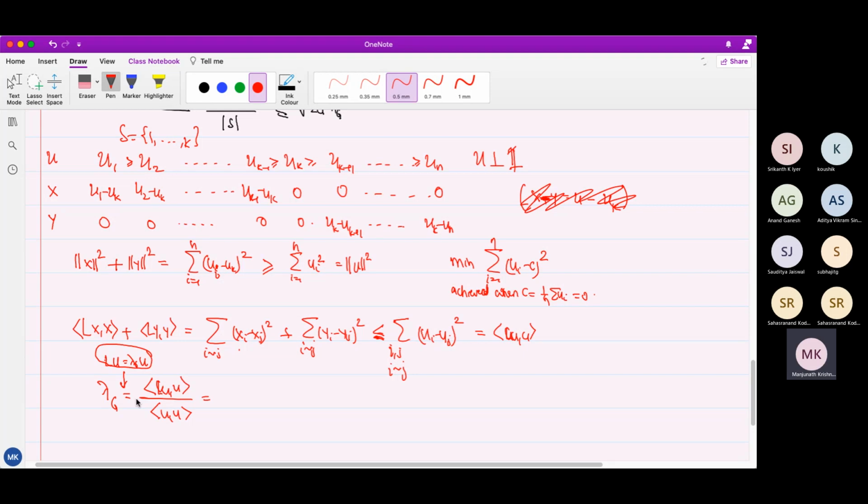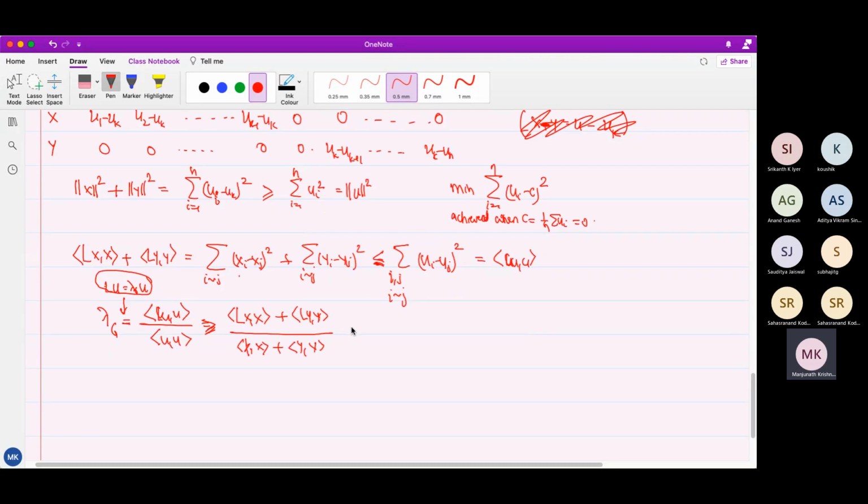U is the second eigenvector, so this is equality. What we are saying is that the numerator is greater than or equal to Lxx plus Lyy, and the denominator is less than or equal to xx plus yy, so the inequality goes this way. Okay, so this is what we get. So we get these two.